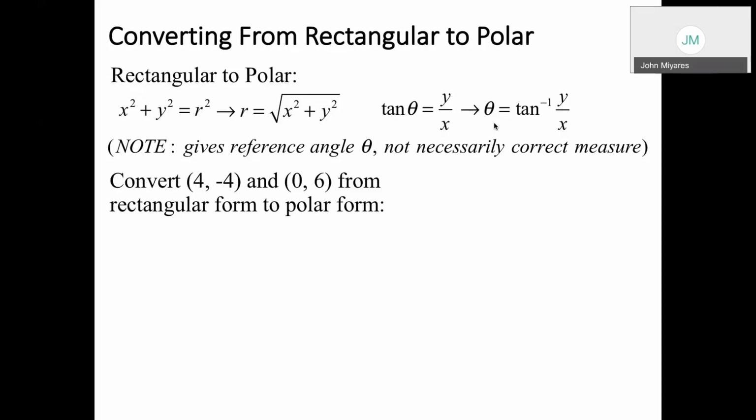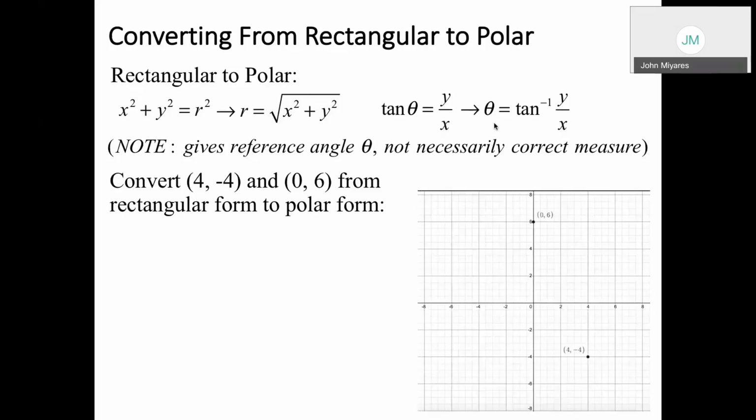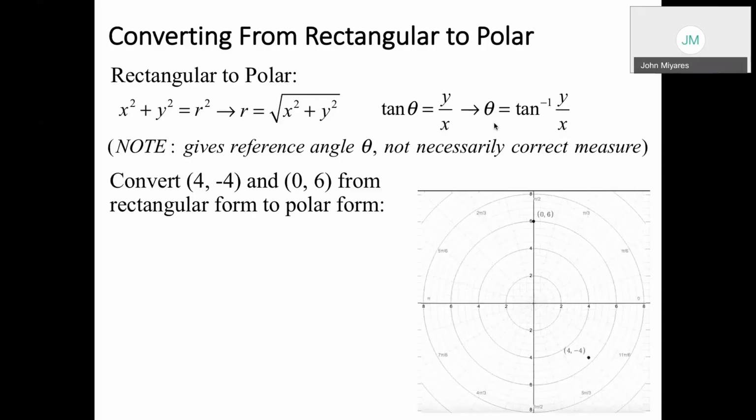The first thing I would recommend is to plot these points on a graph. (4, -4) falls in quadrant 4, while the point (0, 6) is on the positive y-axis. Our challenge is to determine what this means on a polar coordinate system. Let's start with the point (4, -4).